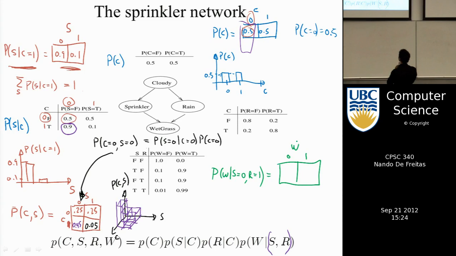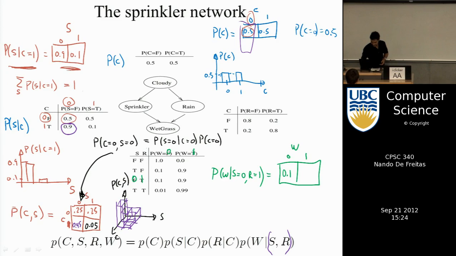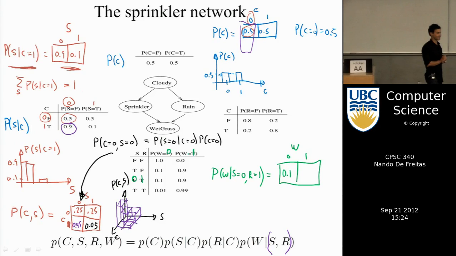S is equal to zero, so it's false, so we're in this case, zero and one. But you want water to be false. Oh, true, right? False. You're both in agreement.